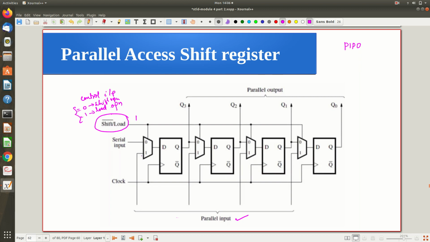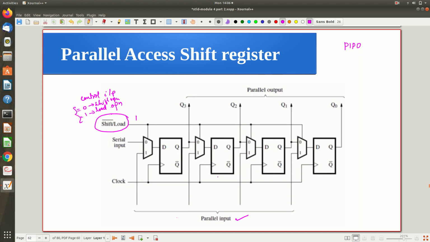Okay, the input. So when it should happen, whenever this control input has a value 1, that means the select line has a value 1. So the input 1 will be selected. That is nothing but the external input that is fed to all the flip flops simultaneously. So that will be nicely controlled by this control input line. Now it is clear, right?